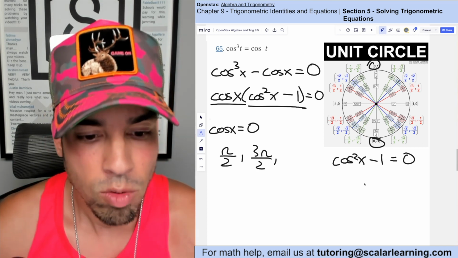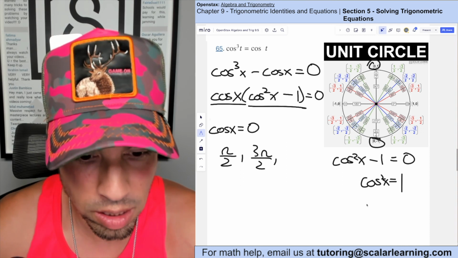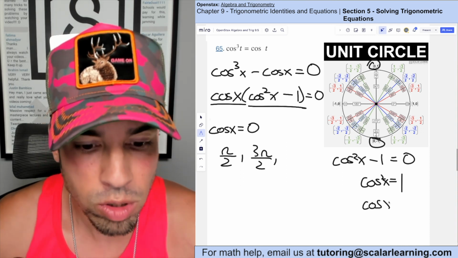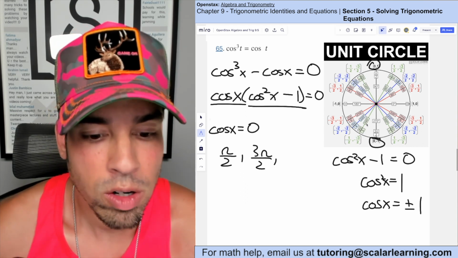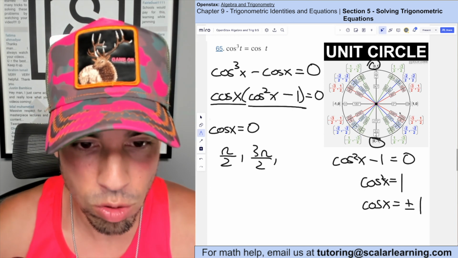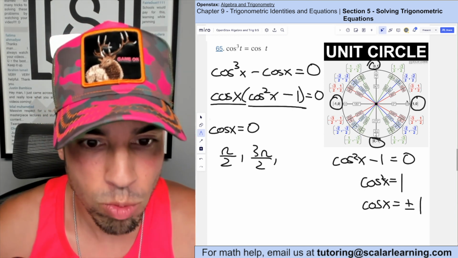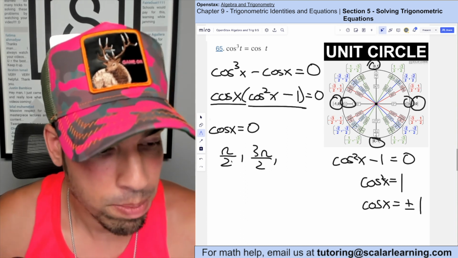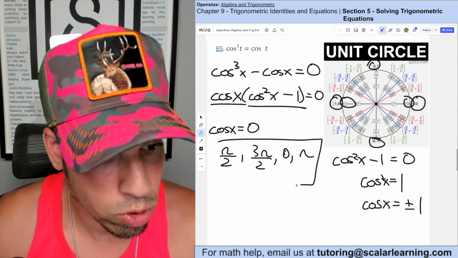And what about this? Well, I'm going to add 1 to both sides. We got cosine squared x equals 1. Take the square root of both sides. Cosine of x equals plus or minus 1. Okay, so now we're trying to look for x values that are either 1 or -1. So where does that exist? It occurs here and here, which means we get 2 more values, 0 and pi. So we get pi halves, 3 pi halves, 0 and pi. Those are your 4 solutions.